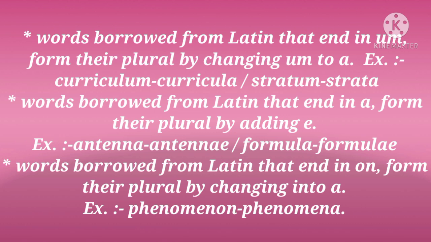Next, words borrowed from Latin that end in a form their plural by adding e. For example, antenna. In this word, we will add e just after a to make the plural form. Next, words borrowed from Latin that end in on form their plural by changing on to a. For example, phenomenon. If we remove on and add a, we make the plural form, that is phenomena.